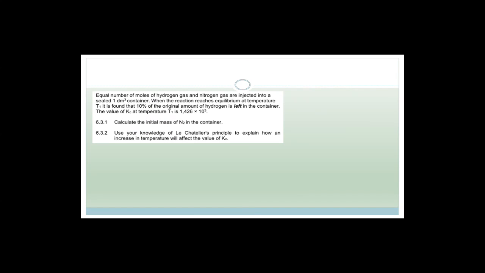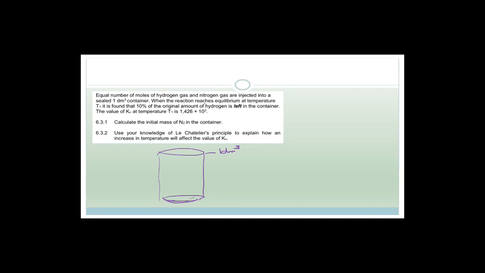Right, now let's look at another question. It says equal numbers of moles of hydrogen gas and nitrogen gas are injected into a sealed 1 decimeter cubed container. So we've got a sealed 1 decimeter cubed container. It says we've added equal numbers of moles of nitrogen and hydrogen.